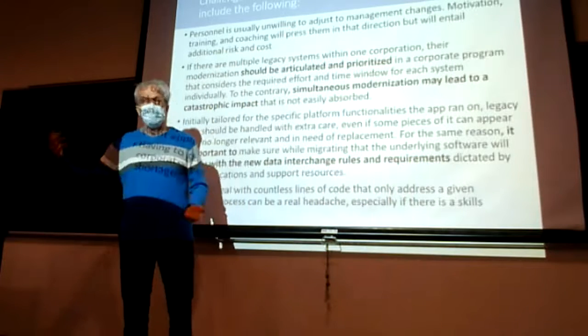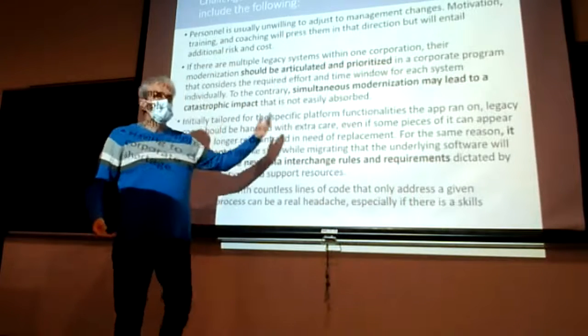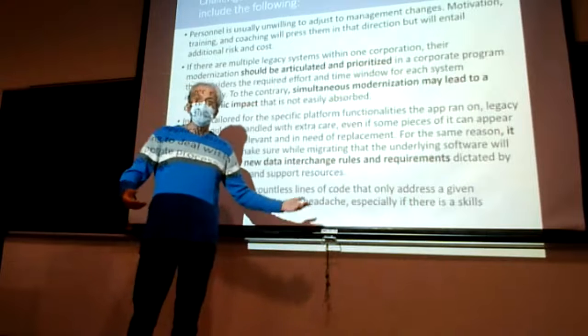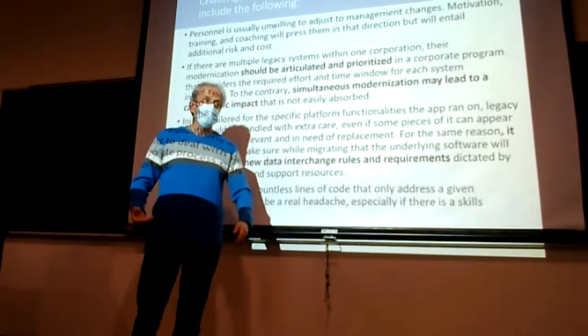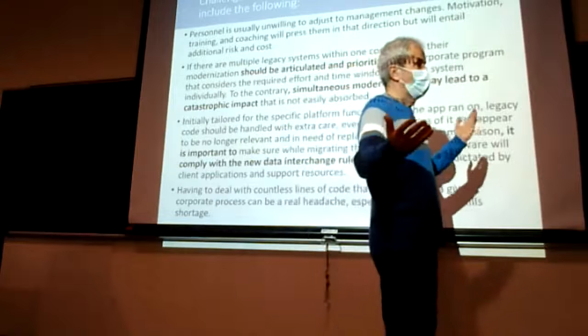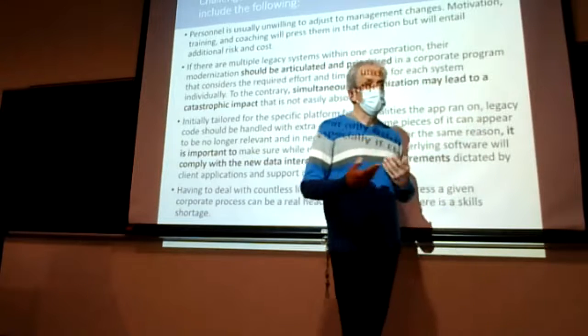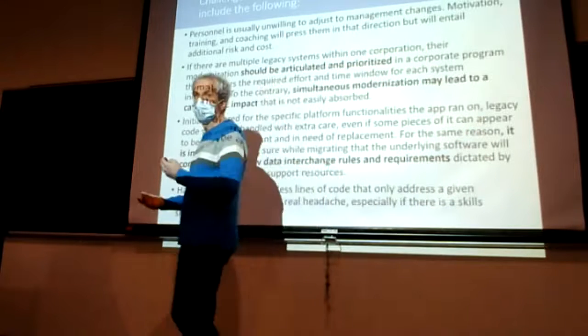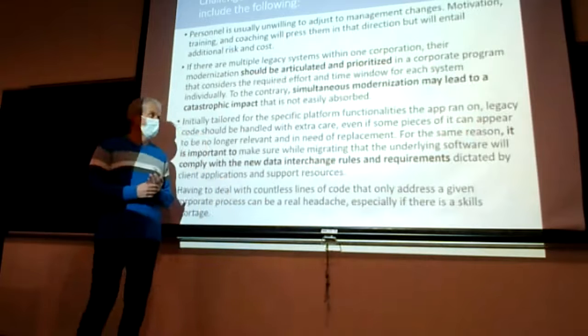Because there might be incompatibilities. You can not only update one database from a relational to an object-oriented or to a graph database, you might have to update multiple because they have to communicate. They have to have data exchange, etc. Dependencies.